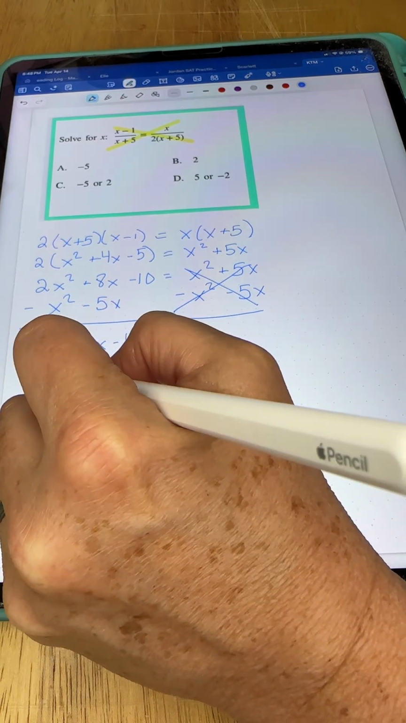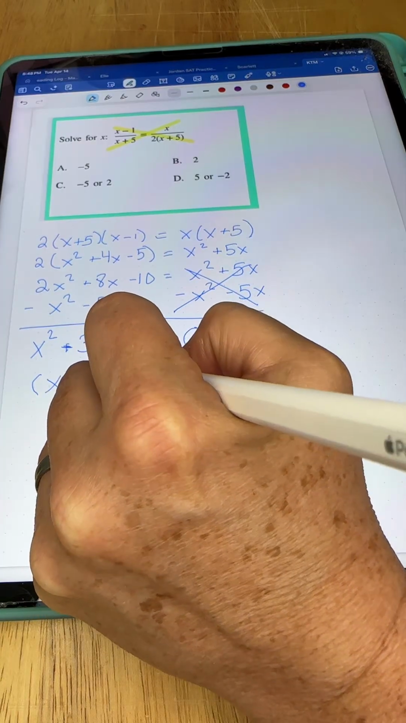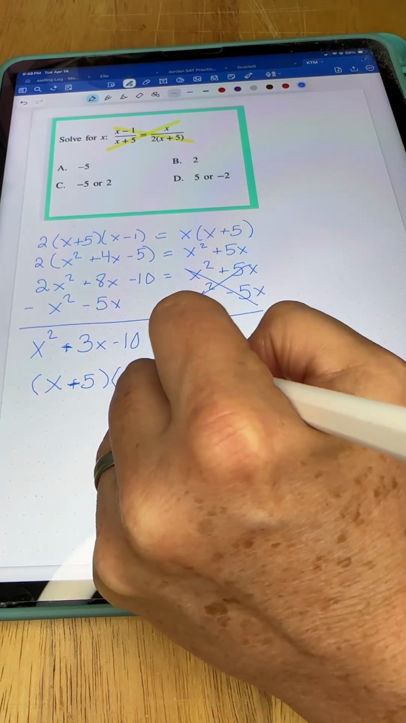I'm sorry, x plus 5. My dogs are going crazy out there. I apologize. And x minus 2 equals 0.